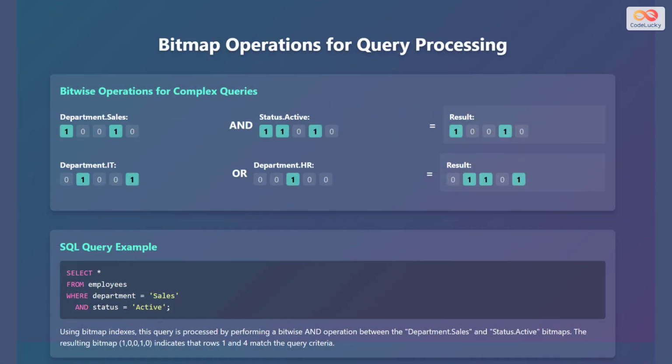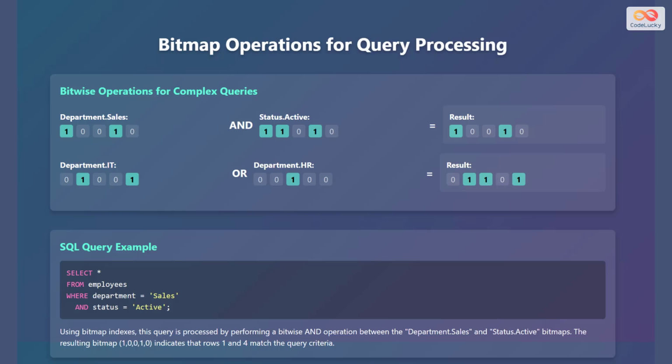Bitmap indexes use bitwise operations for query processing. Consider this SQL query example. Select all columns from the employees table where the department is sales and the status is active. Using bitmap indexes, this query is processed by performing a bitwise AND operation between the department sales and status active bitmaps. The resulting bitmap 1, 0, 0, 1, 0 indicates that rows 1 and 4 match the query criteria.